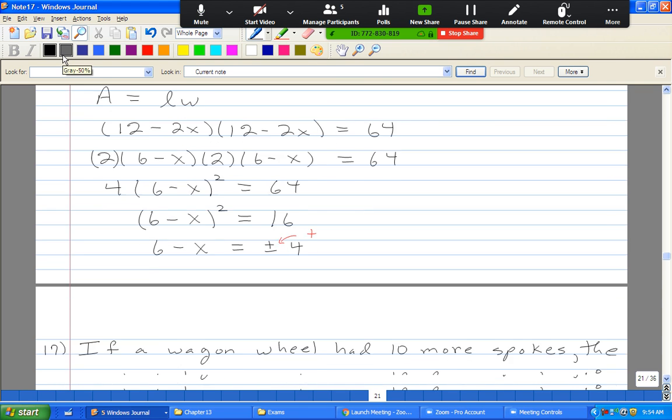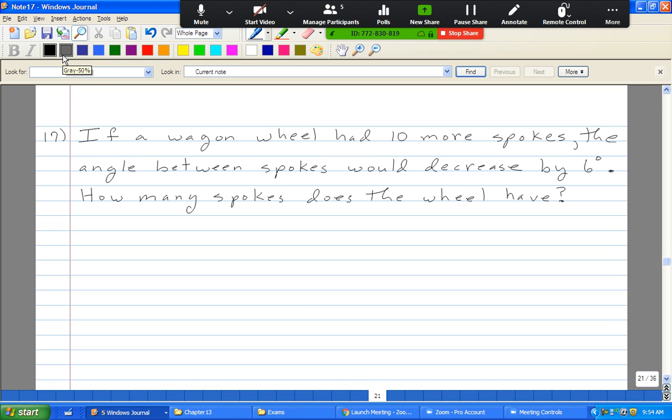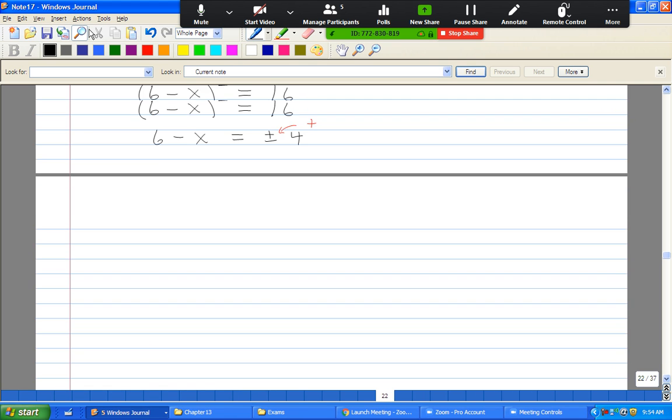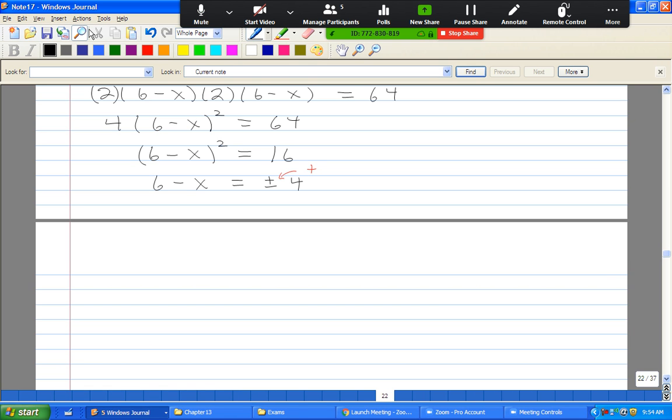Okay. Let me get some more room here. Actually, maybe what I'll do is wait one more second before I say that. Let me add x to both sides of the equation. And so I get x is equal to 6 plus or minus 4. So either x is equal to 10 or x is equal to 2.